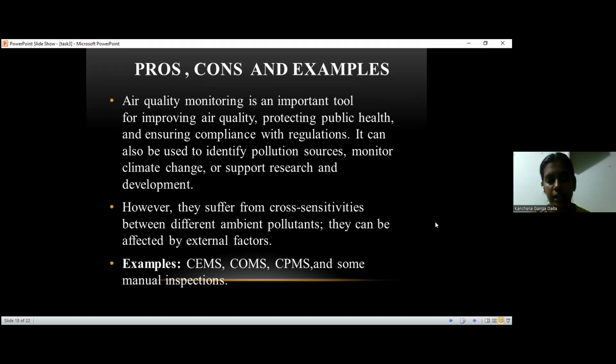So what are the disadvantages? One of the biggest disadvantages is that it suffers from little cross sensitivities. What are cross sensitivities? It should not have any differences in the measurement. Second, it should be so accurate that no other kind of error values can take place. And third, it will be affected by external factors, as they are exposed to the atmosphere, and we are using them in both outdoor and indoor conditions.